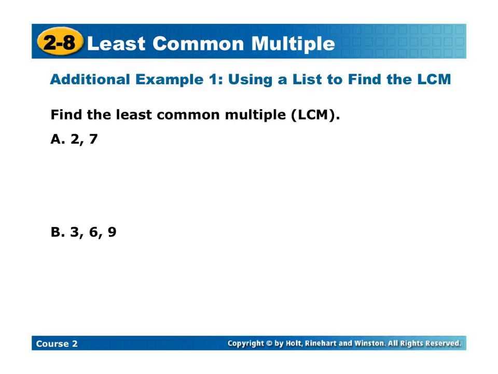Once again, we have three different methods for finding the least common multiple, just like we did for greatest common factor. It's going to be really important that you are careful in how you apply these three different methods, because while they're very similar to the greatest common factor, there are slight differences, and you want to make sure that you don't confuse the two.